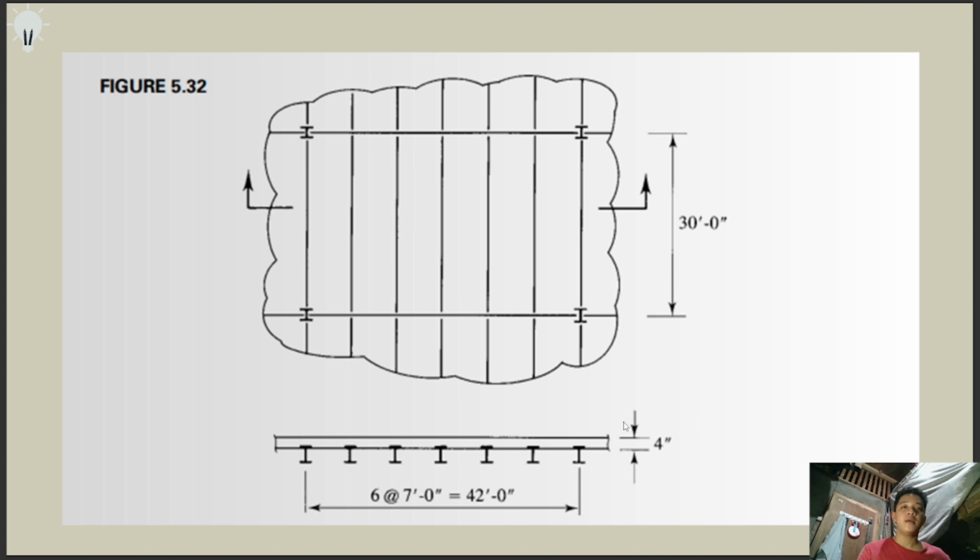The beams are spaced at 7 feet. The spacing is 7 feet, and there are 1, 2, 3, 4, 5, 6 spaces at 7 feet each, which is equal to 42 feet. So the width here is 42 feet.